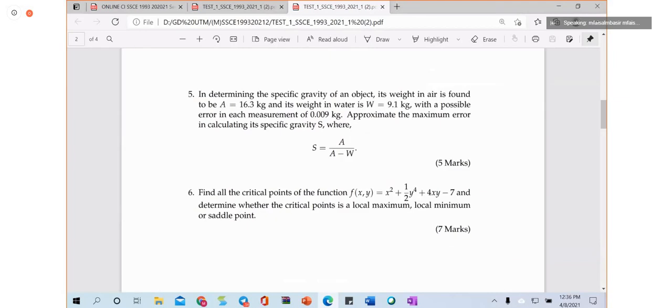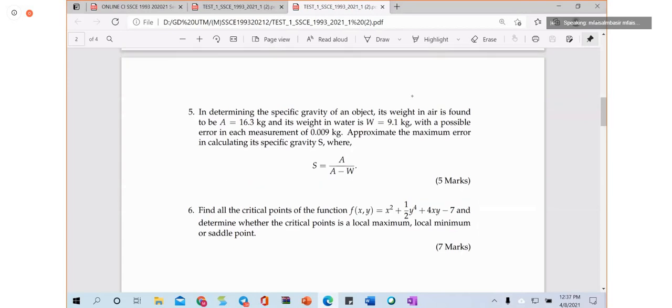Okay. Determine the specific gravity of an object. Its weight in air is found to be A. Its weight in water, W. So A, weight in air. W, weight in water. They give measurement error 0.09 with each measurement. So both del A and del W will be 0.09. Approximate the maximum error. Remember, the word maximum means you have to put the modulus sign. Percentage, you have to divide by the original S.